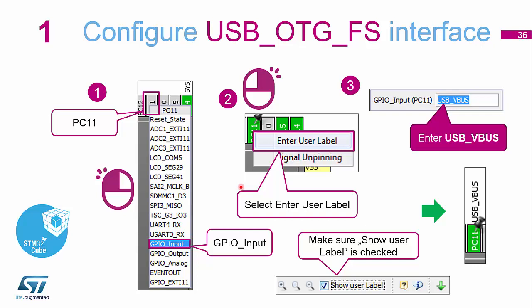So for this, you need to right-click on PC11 once you've assigned it as a GPIO input and select Enter User Label. And then you need to make sure that the label matches the case sensitivity of what we have from our schematic diagram. Our schematic diagram said USB underscore VBUS, all in uppercase. So we now need to enable a pin and enter a specific label for that pin.